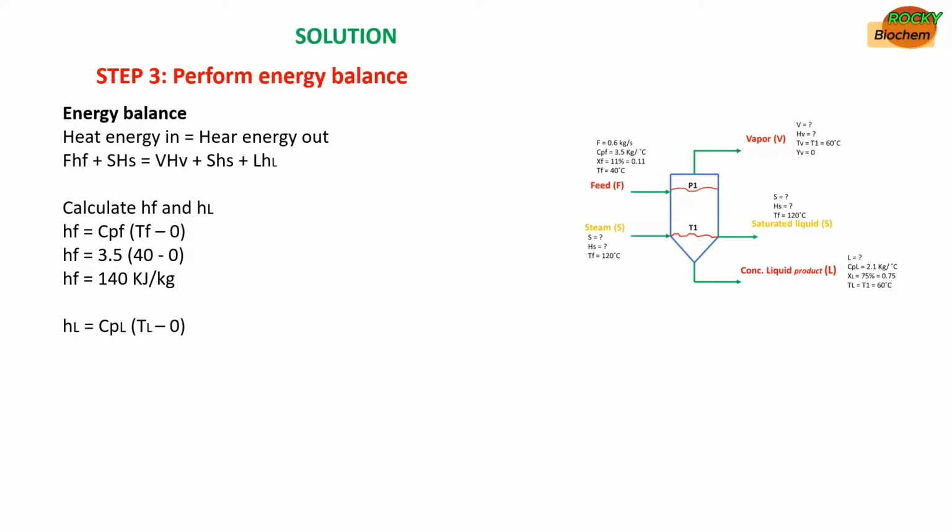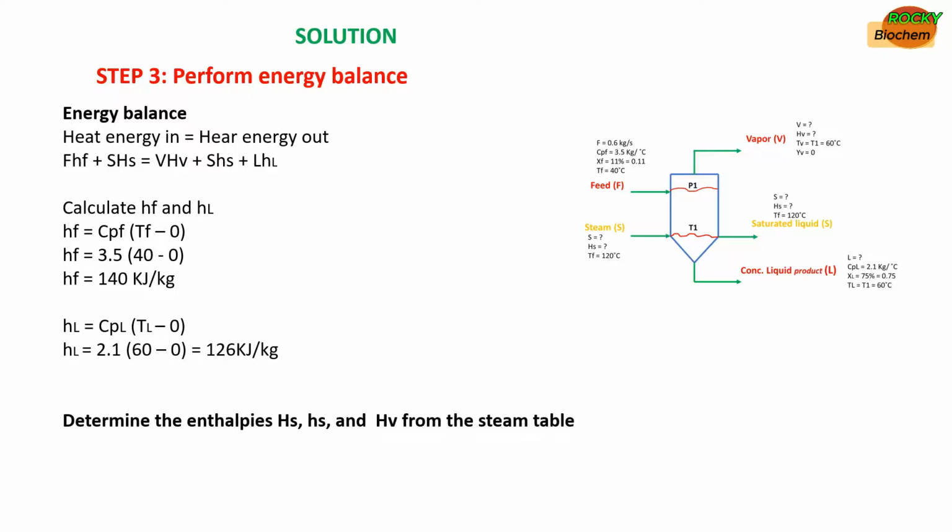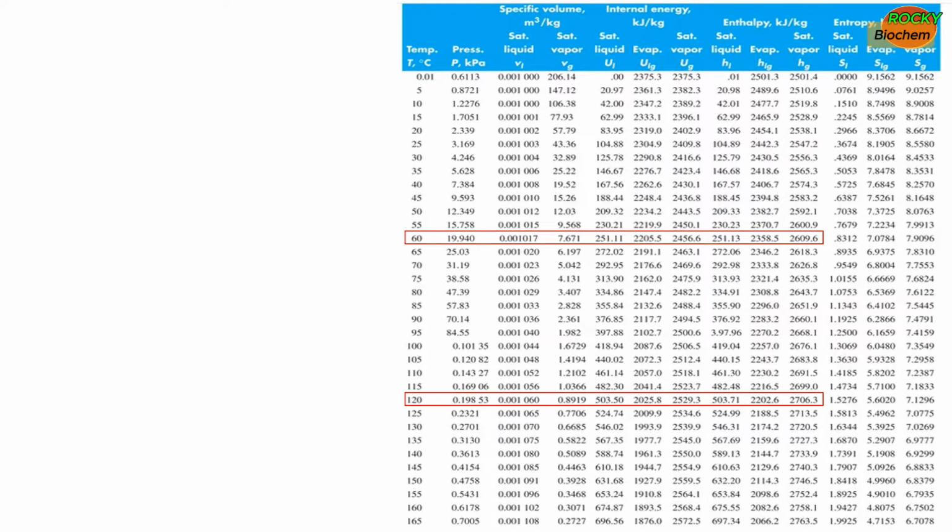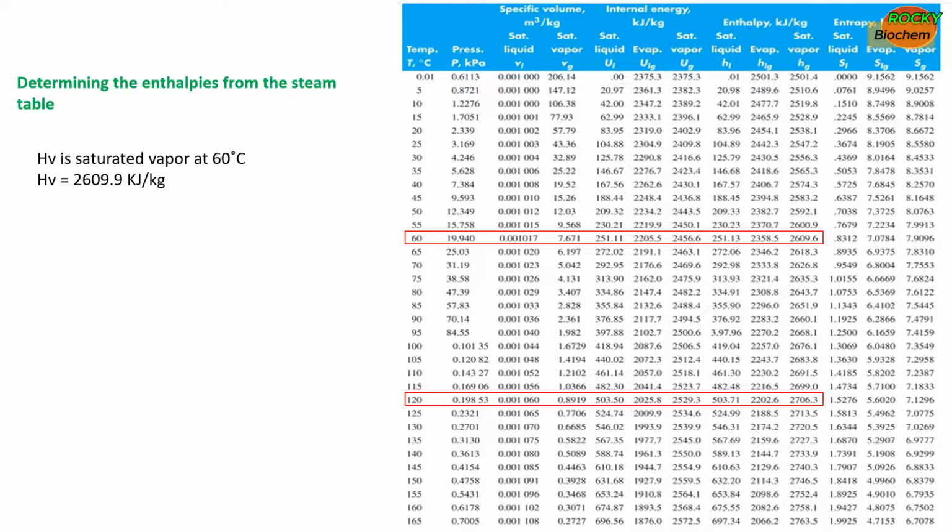And let's do the same for the product that is exiting. When we do the same, we're going to get HL to be equal to 2.1 multiplied by 60 minus 0, and we're going to get 126 kilojoule per kilogram. Now, for us to determine the enthalpies of the incoming steam and then the exiting saturated liquid as well as the vapor that is exiting from the upper chamber, we need to use the steam table. From the steam table, we can determine the enthalpy of the saturated vapor at 60 degrees Celsius to be equal to 2609.9 kilojoule per kilogram.